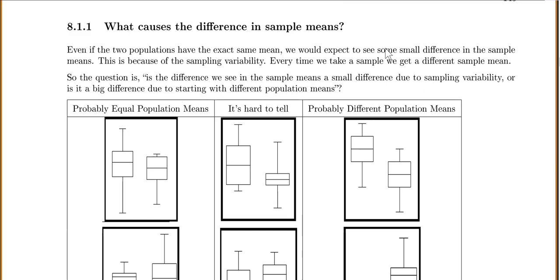So what causes our difference in sample means? Even if our two populations have the exact same mean, we'd expect to see some small differences in our sample means. That's just due, again, to sampling variability, or which sample we pick, because every time we take a sample, we get a different sample mean. So we want to know, is the difference we see in our sample means a small difference just due to sampling variability, or is it a big difference due to starting with different population means?